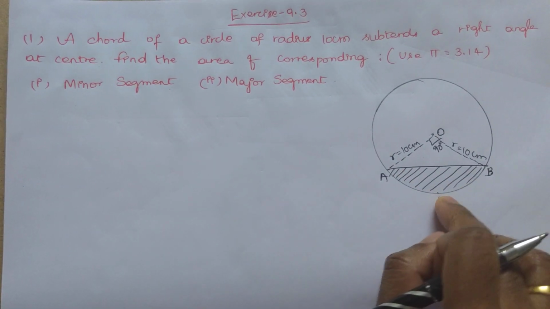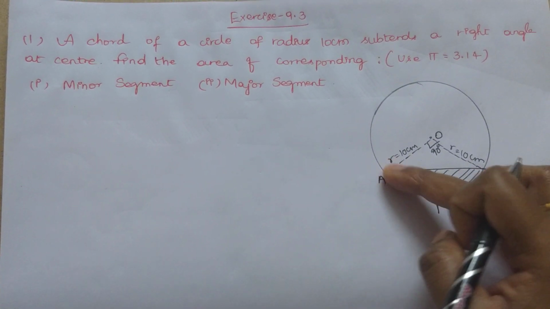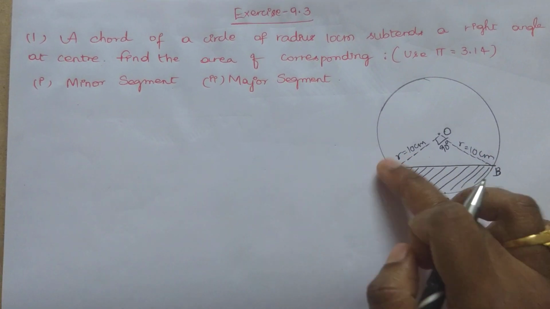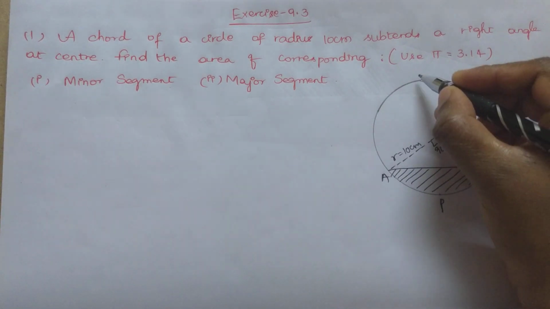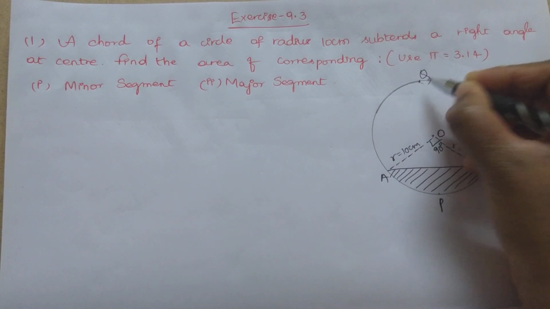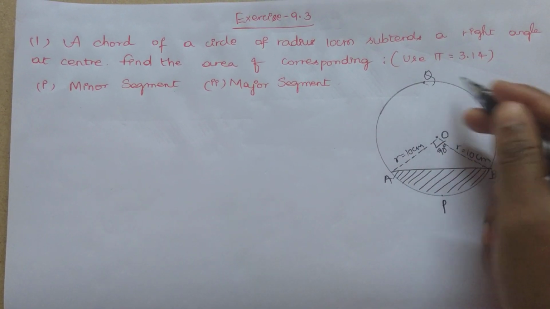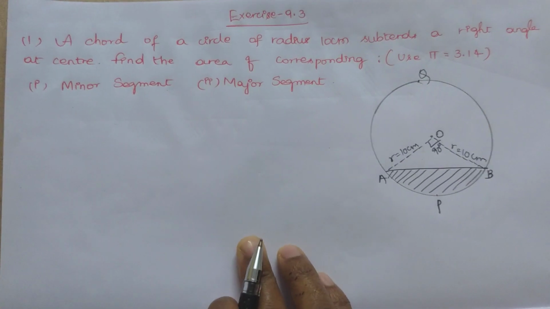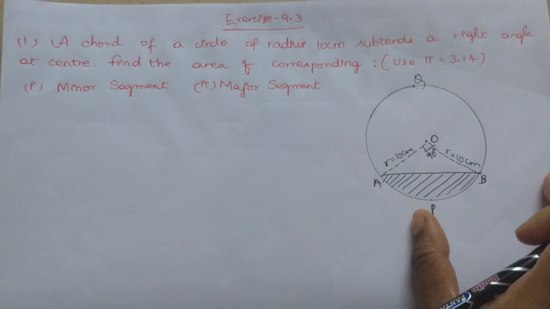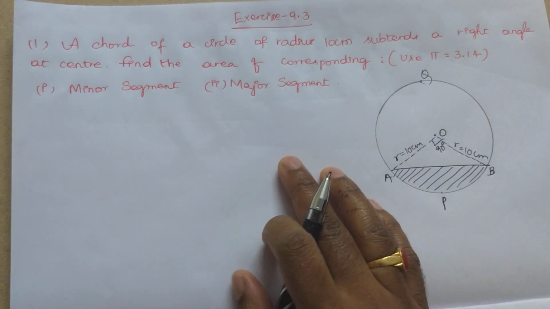When you see here, this AB, the lower part APB, is called the minor segment. When you consider the point Q here, then this AQB is called the major segment. Clear? So now, based on the information given, let's write whatever was given.